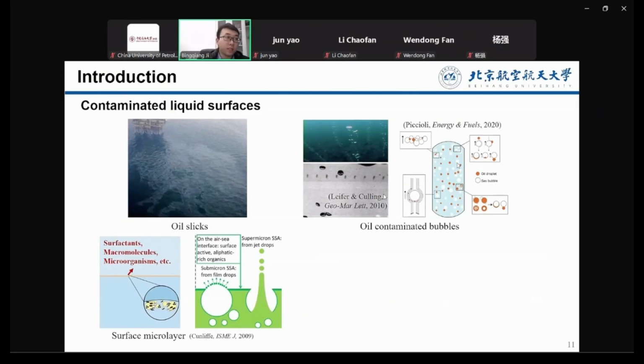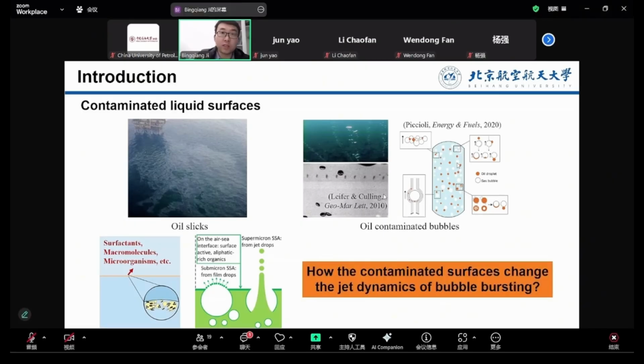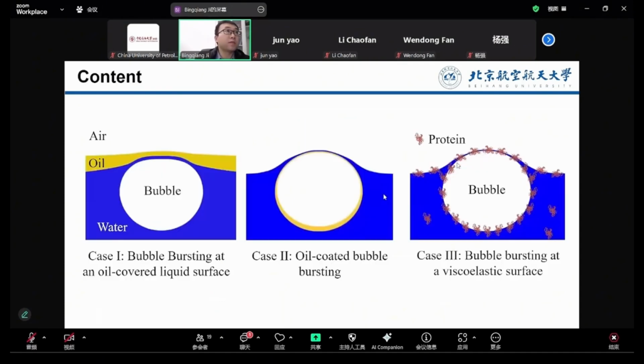They will generate the surface rheology at the liquid surface. Meanwhile, the bubble surface can be contaminated because they can collect organics during rising and forming a compound bubble. We then wonder how the contaminated surfaces change the bubble bursting jet dynamics.